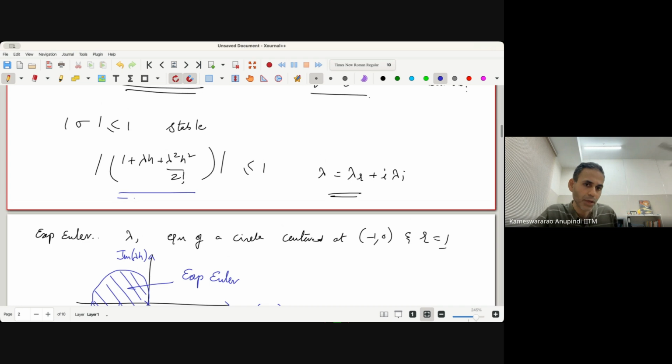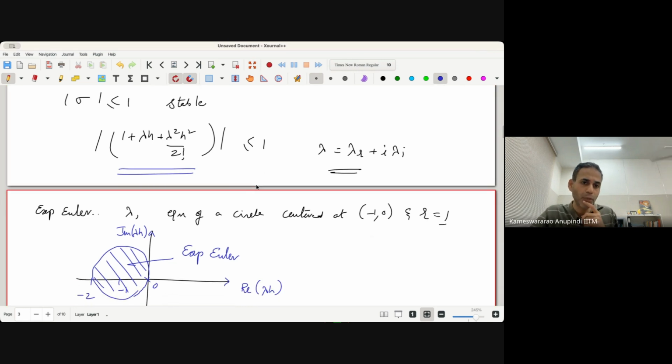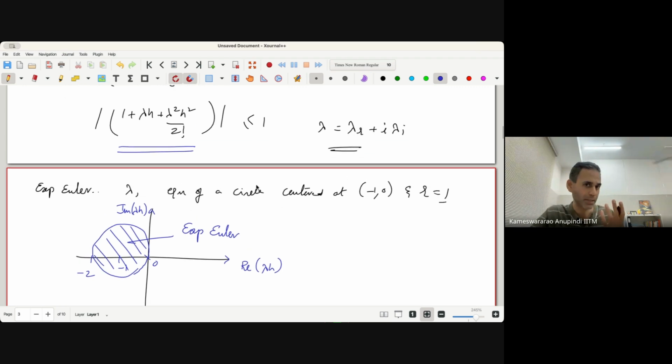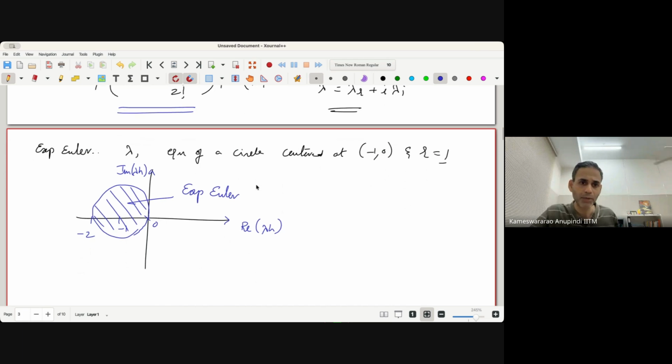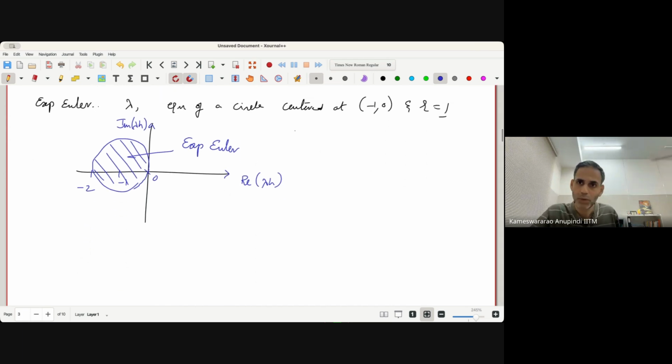Now this is not an equation that is so straightforward, right? Because it has 1 plus lambda h and lambda square h square by 2, and we want the modulus of that to be less than or equal to 1. So now we want to know what kind of diagram this is. Of course, it is only conditionally stable, but we want to know the diagram, right? So we want to now calculate the region of stability for this case, that is, the modulus of 1 plus lambda h plus lambda square h square by 2 to be less than or equal to 1.